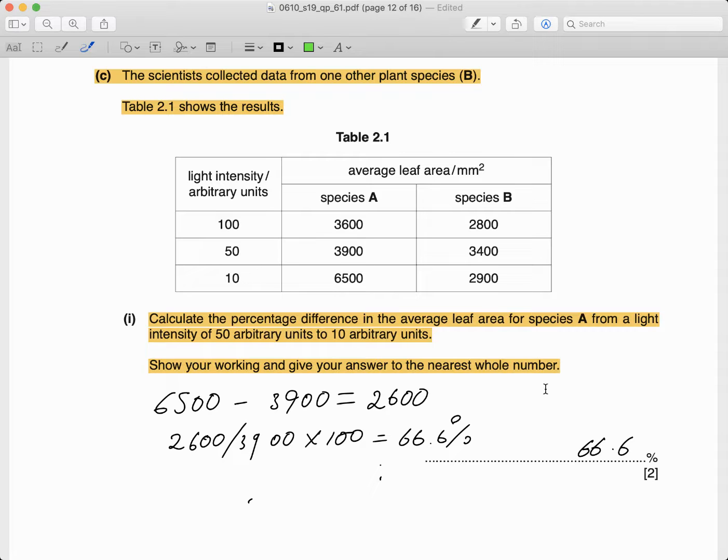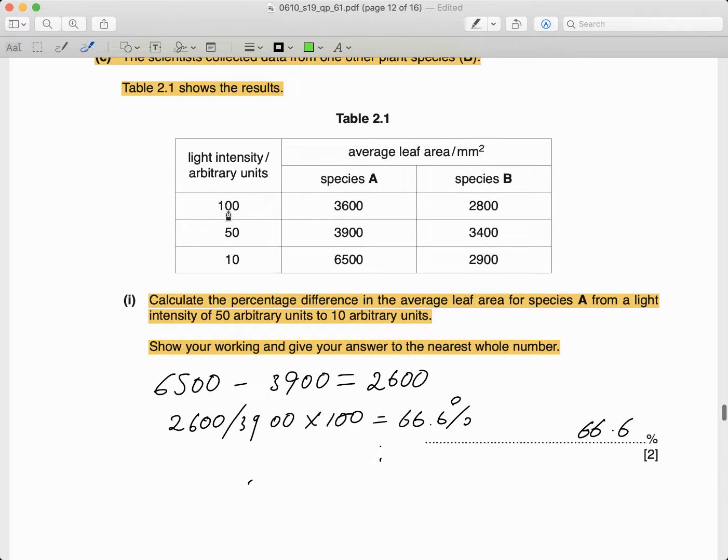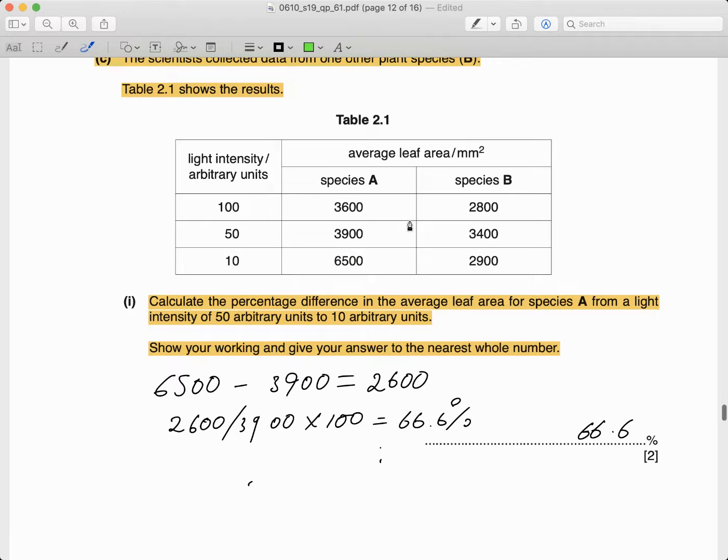In this video, I just want to go through a specific question that one of my students on Patreon has asked me to cover, mainly dealing with the approach for histograms and bar graphs. Here we're going to take a look at data collected from species A of a plant and species B of a plant. You're measuring the average leaf area of these two species in comparison to the light intensity in arbitrary units. The light intensity changes from 100 to 50 to 10, and what we're measuring is the average leaf area of each of these species, species A and species B, respectively.